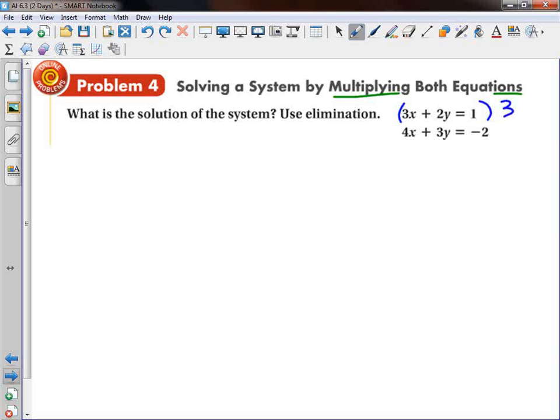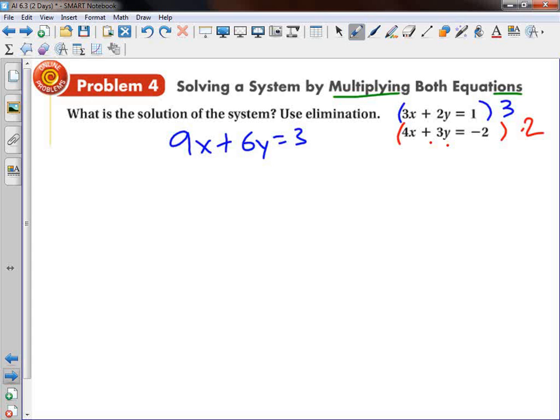3 times 3x is 9x. 3 times 2y is 6y. And 3 times 1 is 3. Looking at the other one, I want to make those two eliminate, which means I need to make a -6y. Since I have a positive 3y here, I need to multiply by a -2.